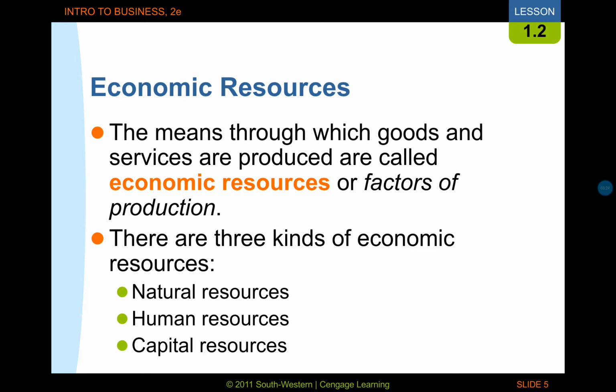Human resources. So human resources are people. It takes people in order to turn a natural resource into a good. So that's where our human resources come into play to turn those natural resources into a good. It's our labor force. Capital resources. Capital resources are the tools, equipment, supplies, buildings, things that are needed to produce those goods.